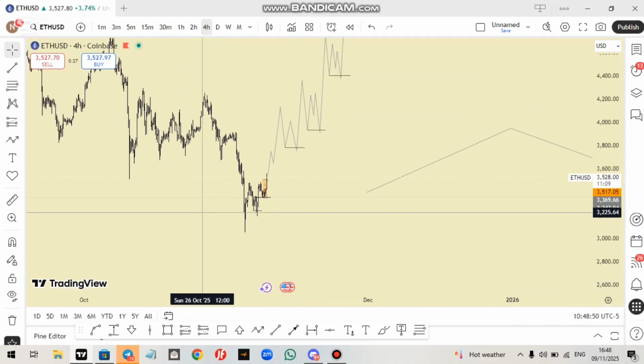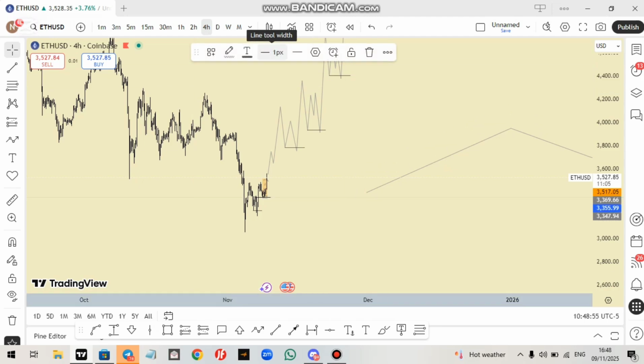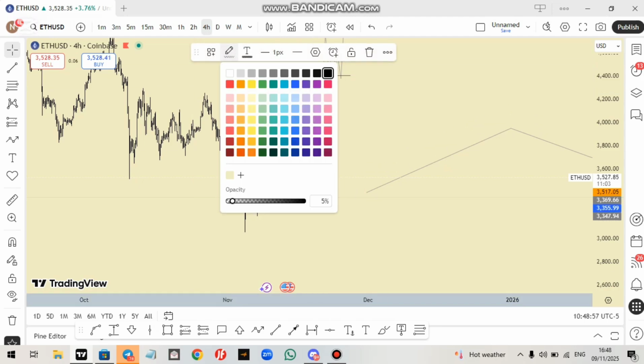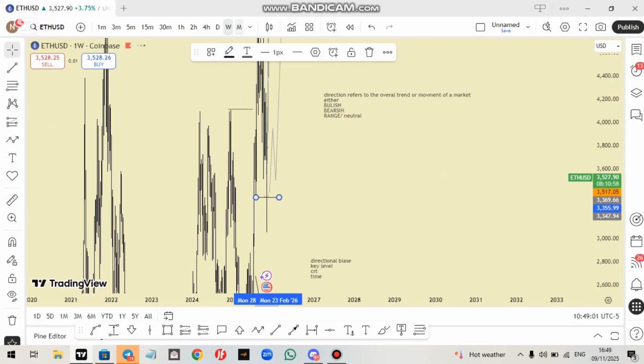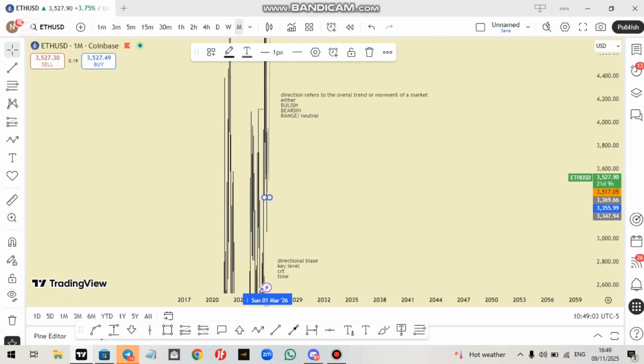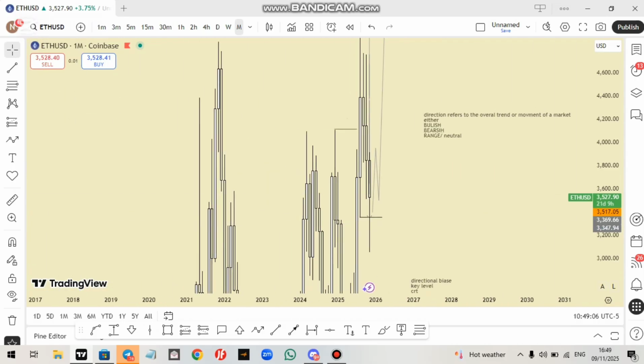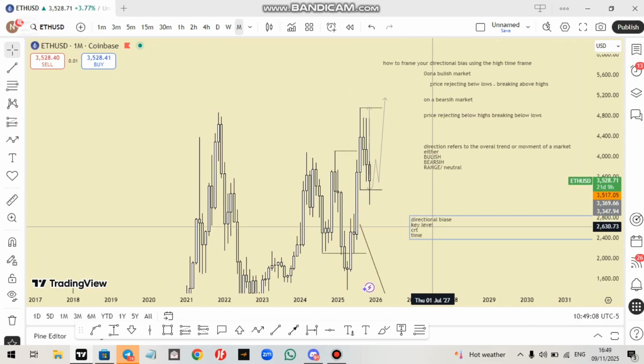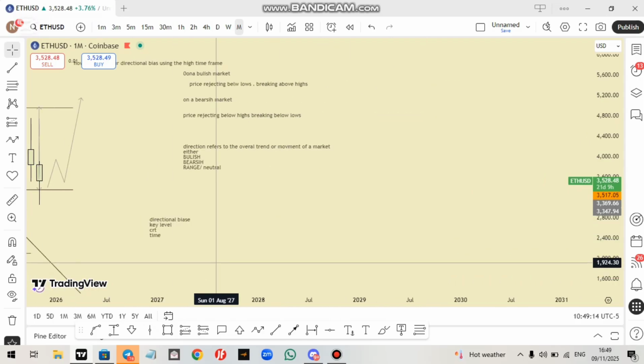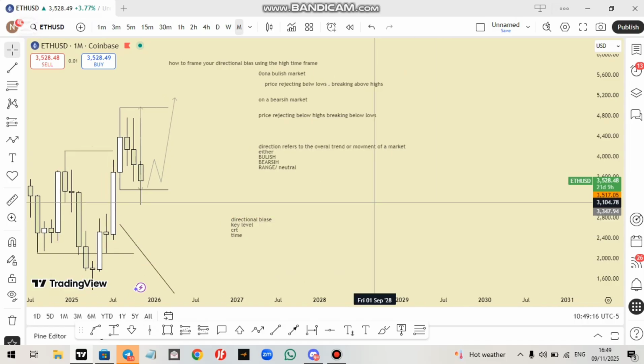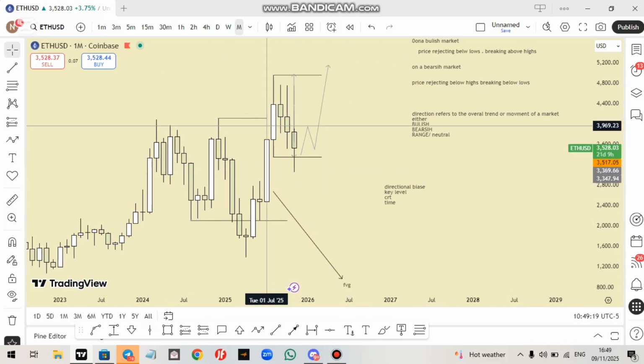Directional bias, how to frame your long-term directional bias. Hope you understand. So do your best to watch this video. Before that, let's go back and see what we said. We said something about directional bias, key level, CRT, time, and we are done with what we did. Our directional bias is bullish, right? Our directional bias is bullish. Key level, fair value gap.